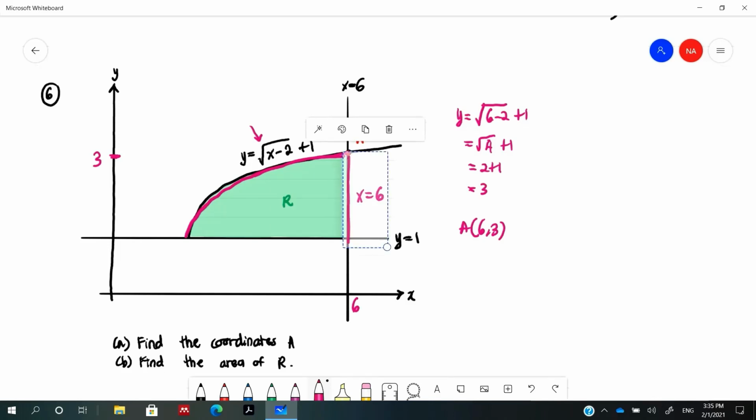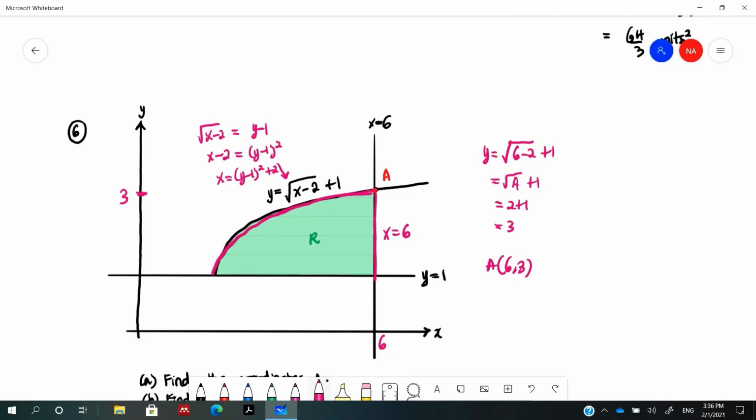So what we have is something like y minus 1, which is square root of x minus 2, right? Now we want to remove that square root, so we'll have y minus 1 squared. So x is actually equal to y minus 1 squared plus 2, right? We have to simplify this because we want to use it in the integration later. If you expand that, it will be y squared minus 2y plus 1, and then plus 2, so this should be y squared minus 2y plus 3, right?